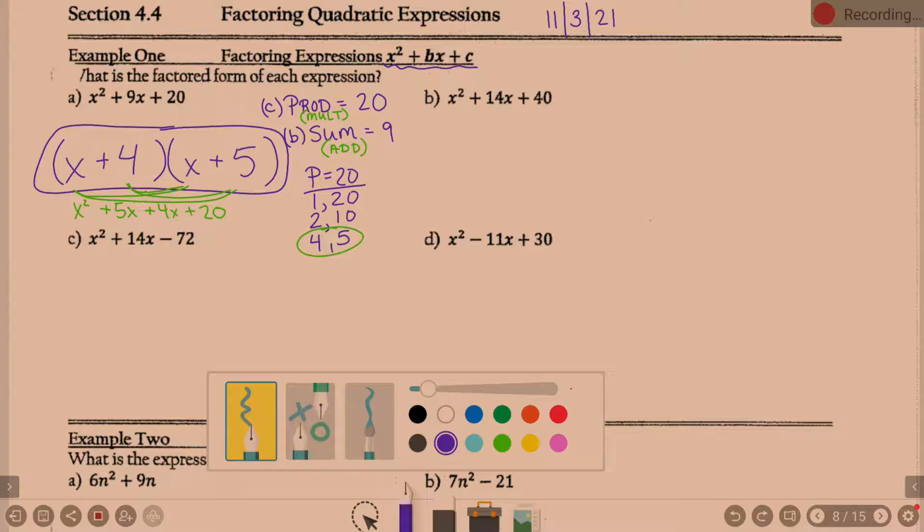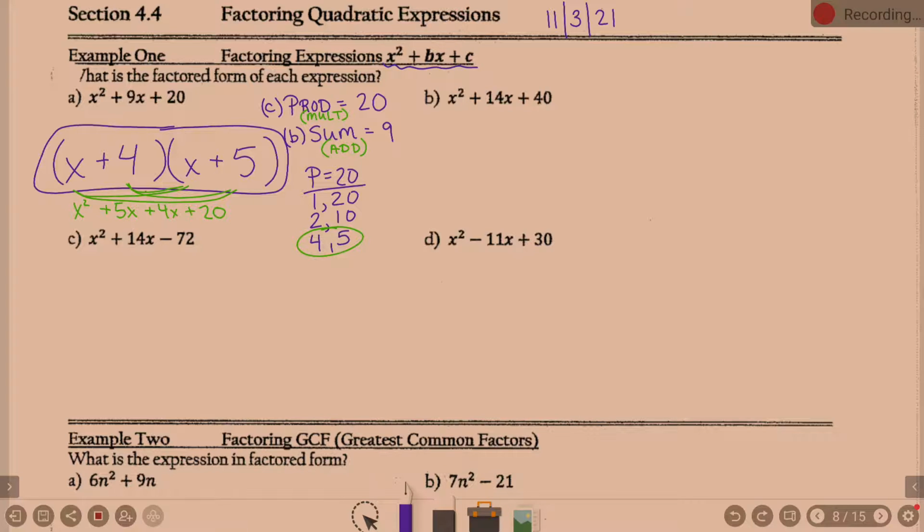So, okay, I'm ready to talk B. X squared plus 14x plus 40. What's my answer going to look like? It's going to look like two parentheses. X squared breaks into x times x. How do we figure out these numbers here?